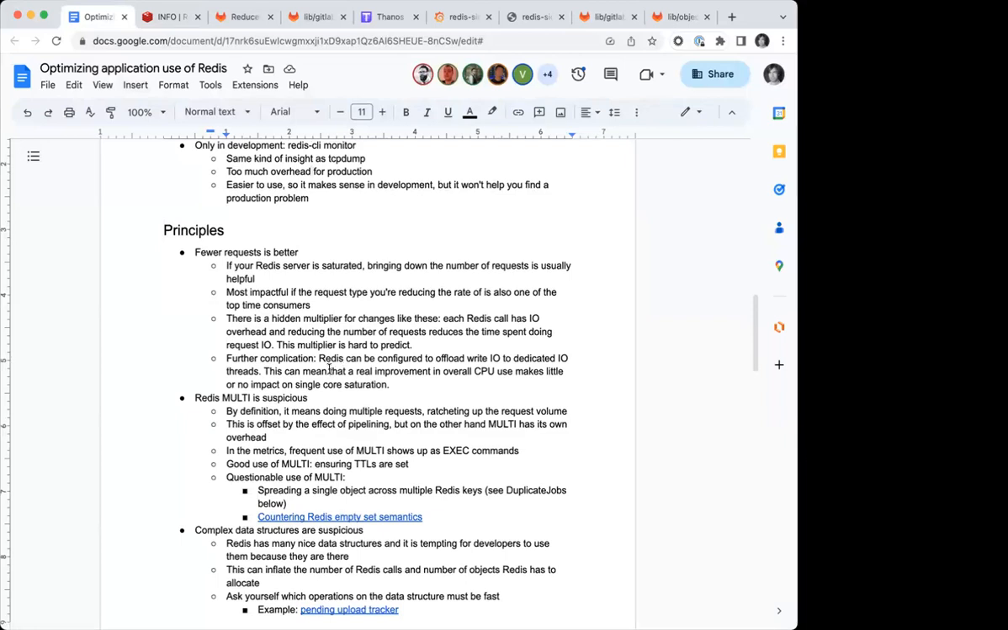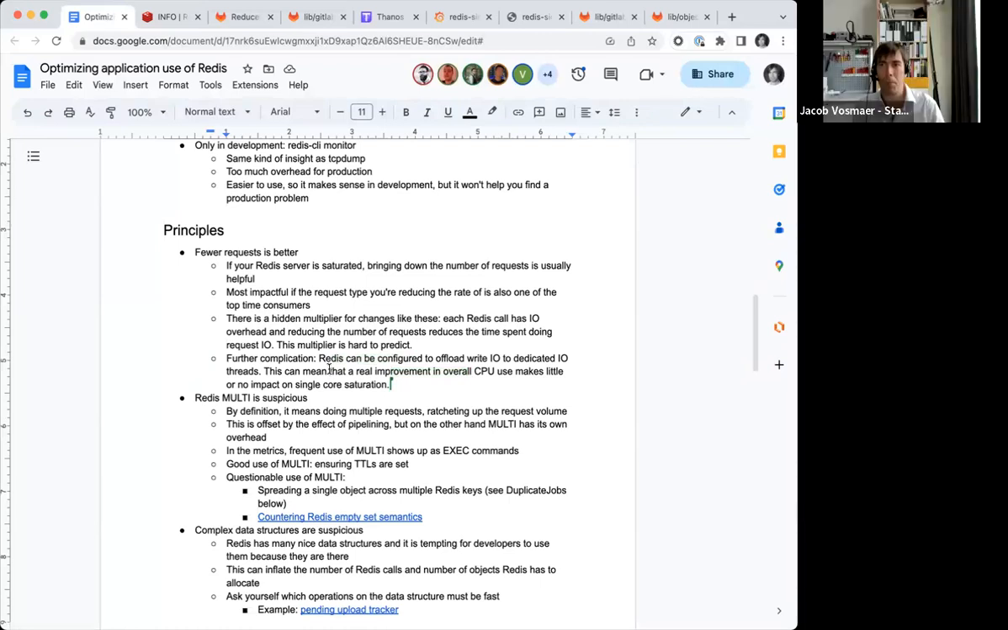I guess one additional thing here is that you can batch requests together, and there's two ways: either using something like a multi-get or using pipelining. Both of those techniques don't necessarily reduce the number of requests, but still help with reducing the overhead per request.